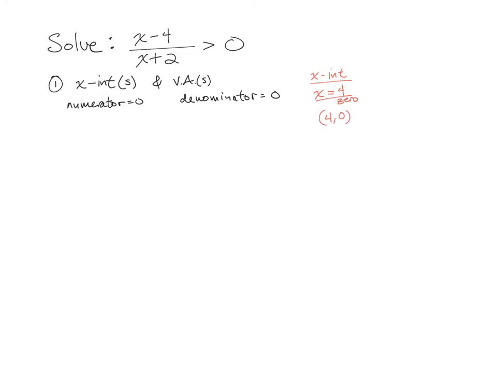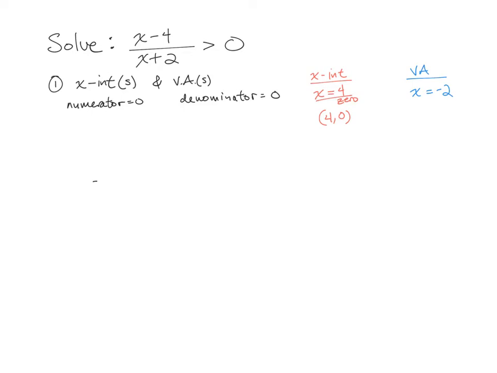So either one of these works for our purposes, and if you do the same for the denominator, the vertical asymptote here will be x equals -2 if you set this equal to 0 and subtract 2 from both sides. Okay, so we have that: the x-intercept, aka zero, and the vertical asymptote.